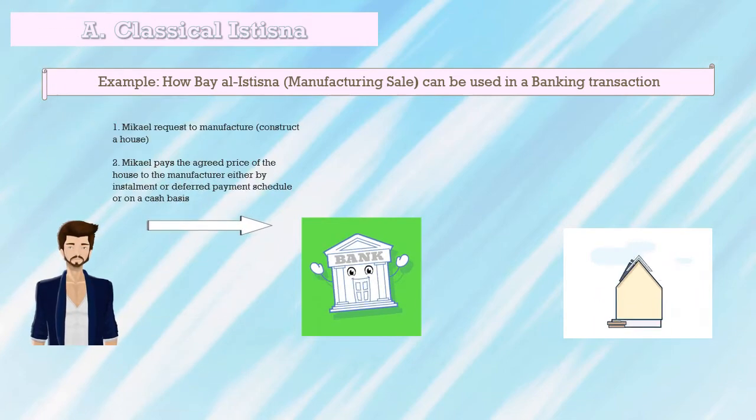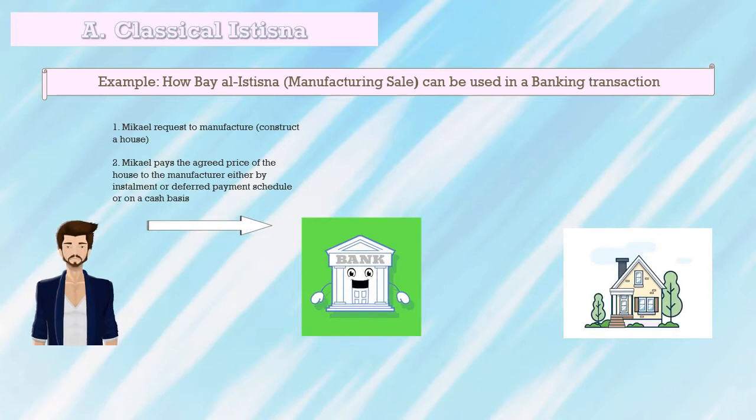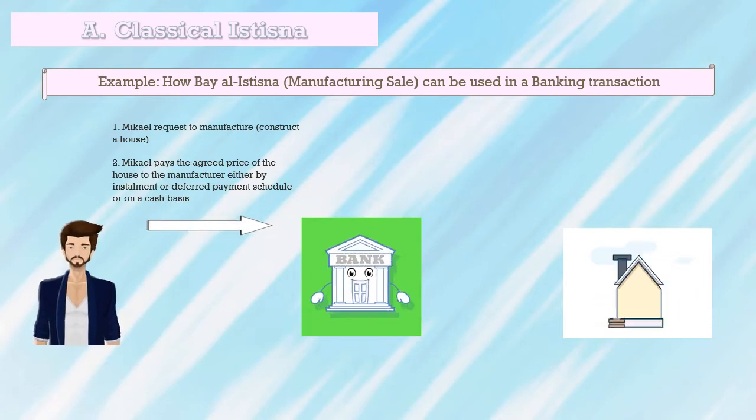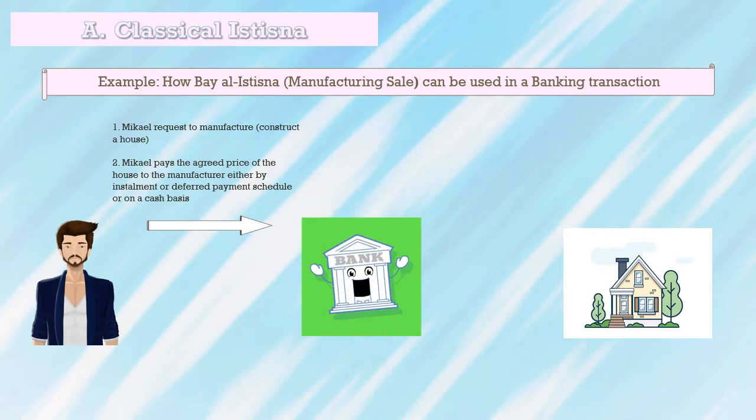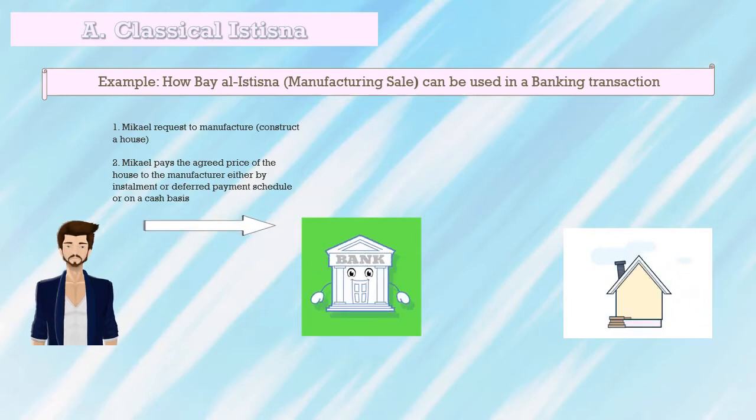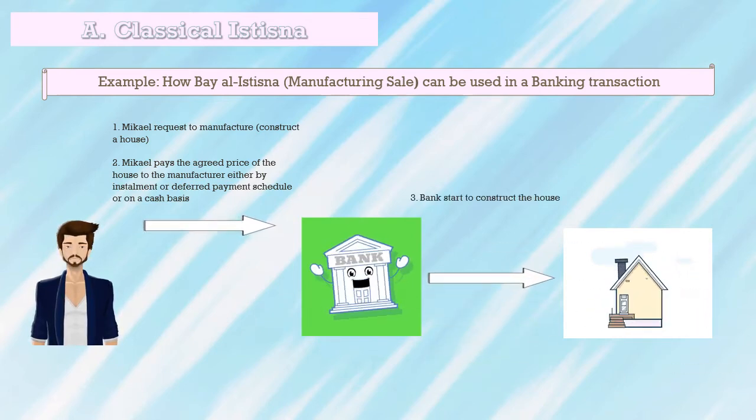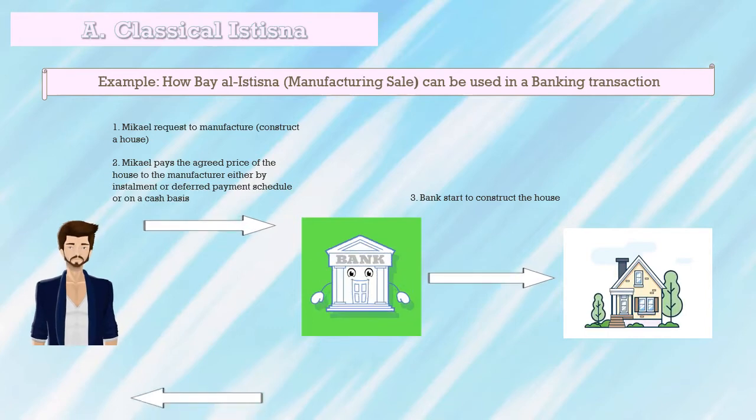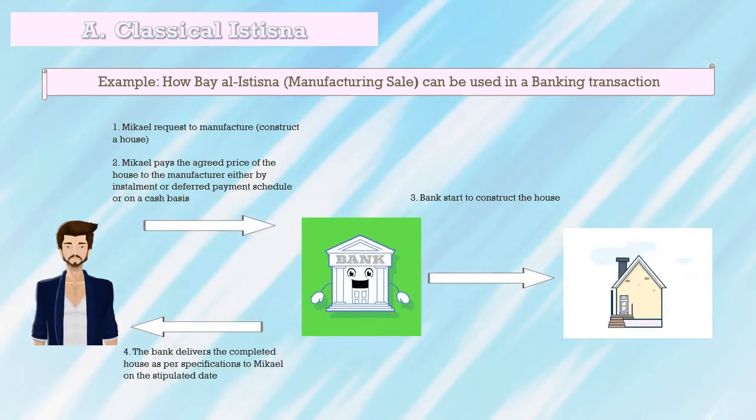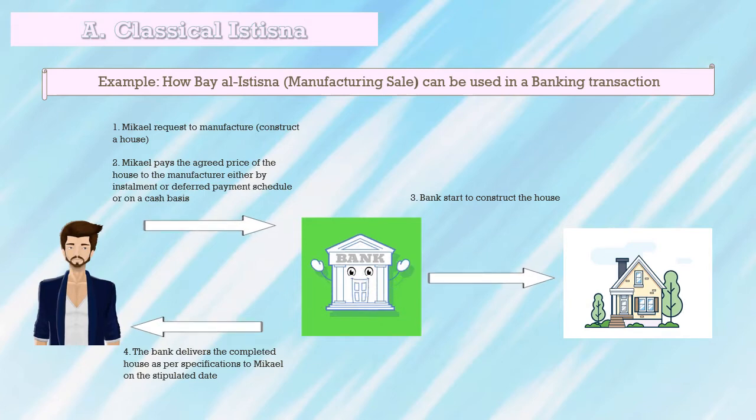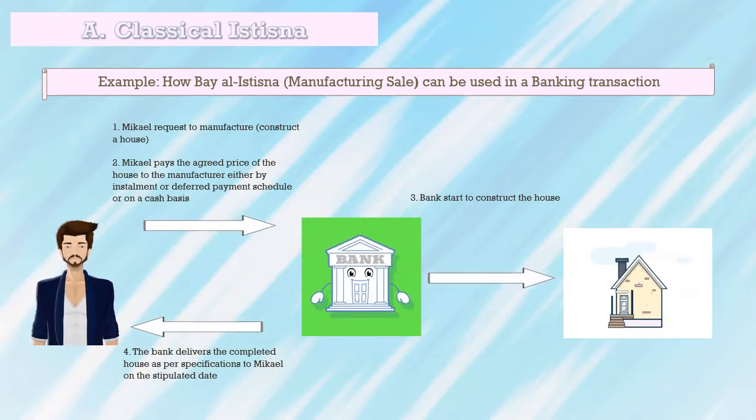The first step, Mikhail requests to manufacture, which is to construct a house, and then Mikhail pays the agreed price of the house to the manufacturer either by installment or deferred payment schedule or even on a cash basis. And then the bank starts to construct the house, and then the bank will deliver the complete house as per specification to Mikhail on the stipulated date.